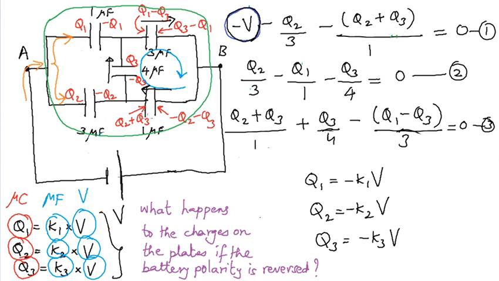So if you look at the charge on any plate of any capacitor, what is going to happen because of battery reversal is the sign of the charge will change but the magnitude will remain the same.